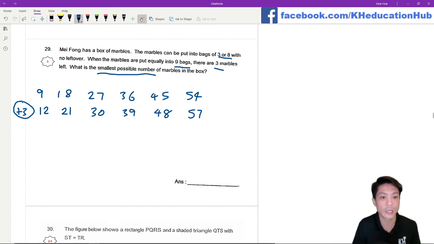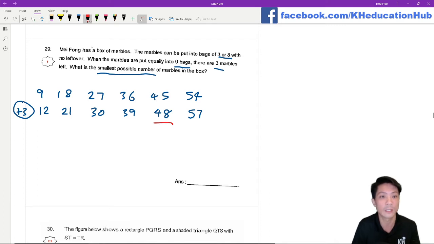Now we're going to check which one of these numbers can be divided by 3 or 8, because there's no leftover. Since all these are, 12 can be divided by 3, 21 can be divided by 3, 30, 39, 48. In fact, all of them can be divided by 3. We're just going to check which one can be divided by 8. So 12 cannot be, 21 cannot be, 30 no, 39 no. So the first number that can be divided by 8 is 48.